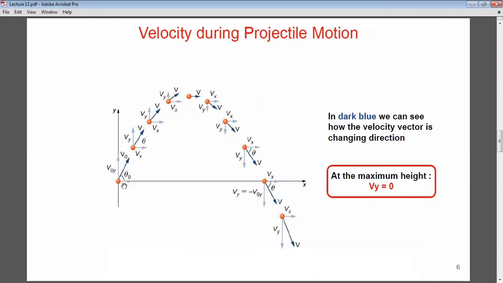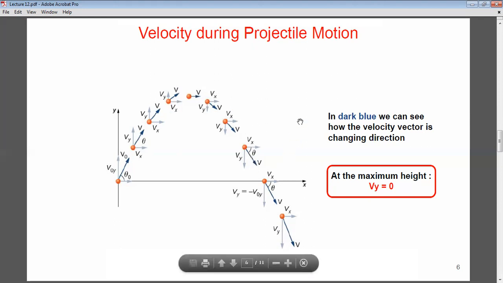V0, it's V0x and V0y. Then along the whole trajectory, so we call this trajectory. That is the line that the ball is moving on. We call it the trajectory. So at this point, for example, notice that Vx is equal to Vx here, to Vx here, to Vx here, to Vx here. Vx doesn't change, okay?